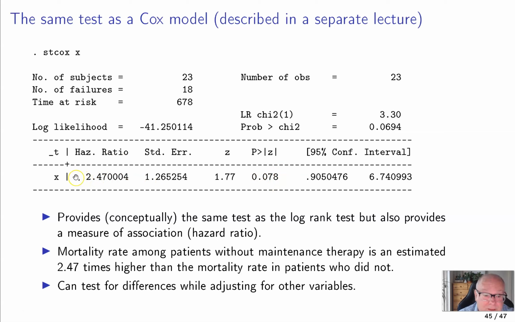Here we see the mortality rate among patients without maintenance therapy is estimated to be 2.47 times higher than the mortality rate in patients who did get maintenance therapy. So we get the test statistic, we get a measure of the size of the difference, and we can very easily test for differences between one factor while adjusting for other factors.